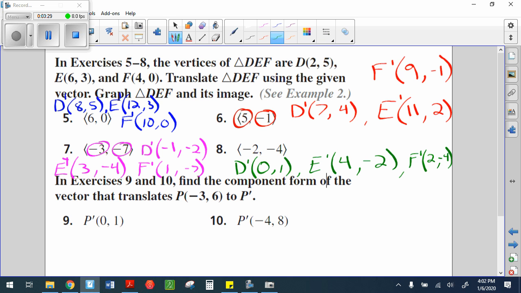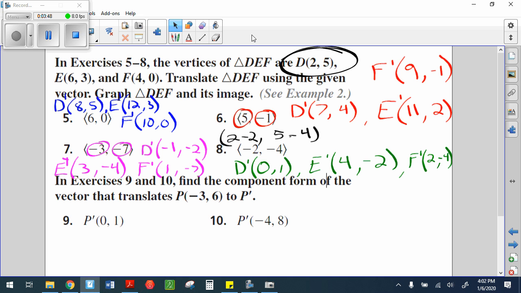So for each one of those values, we're taking the original x and the original y for like 2 comma 5, and we're saying 2 minus 2 comma 5 minus 4. We're applying that transformation.